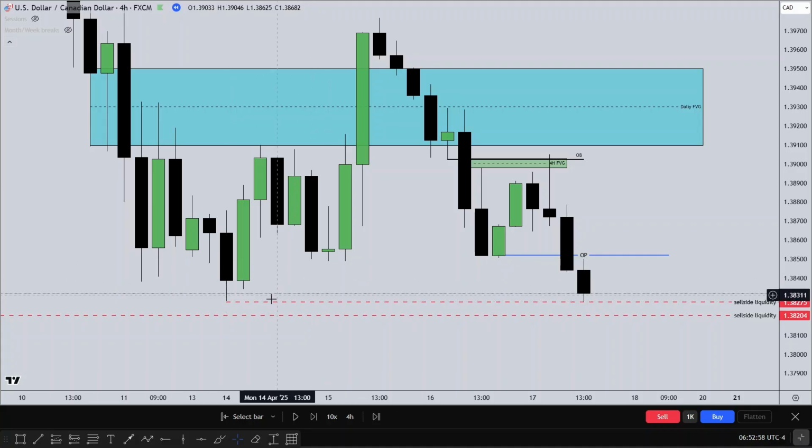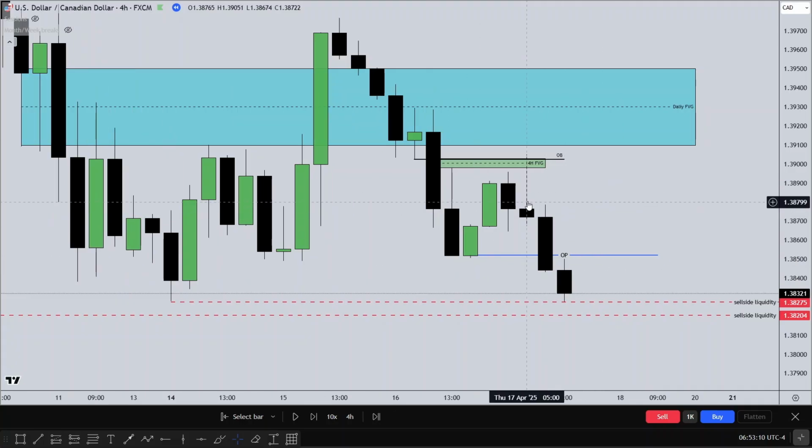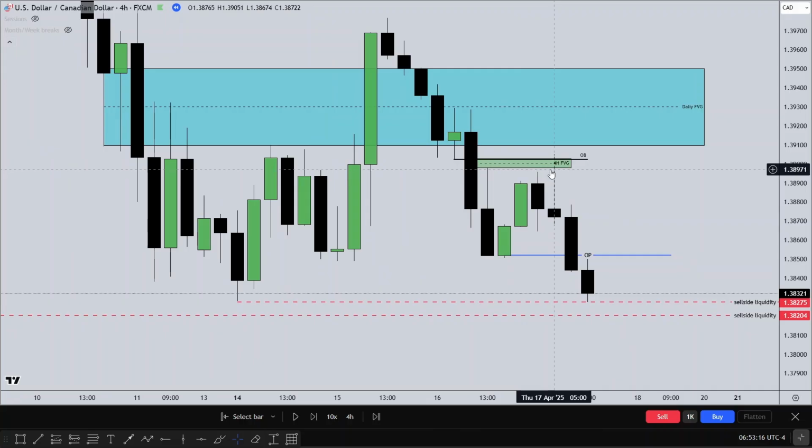To go sell side liquidity, our target is to see price run the previous day low when we are using a daily trade plan. You can see how price respected the 4 hour fair value gap. After price trades to this 4 hour fair value gap, these are the times where you go to a lower time frame to look for your entry.